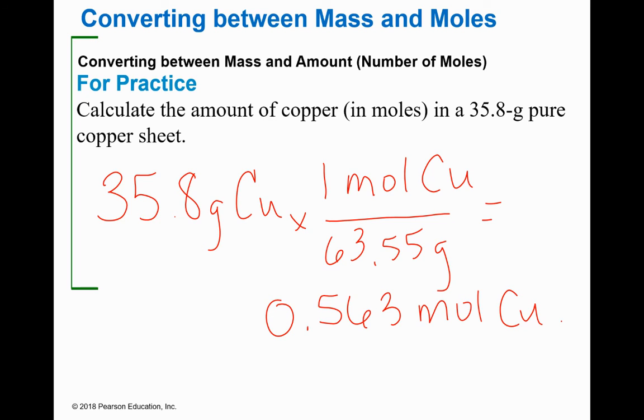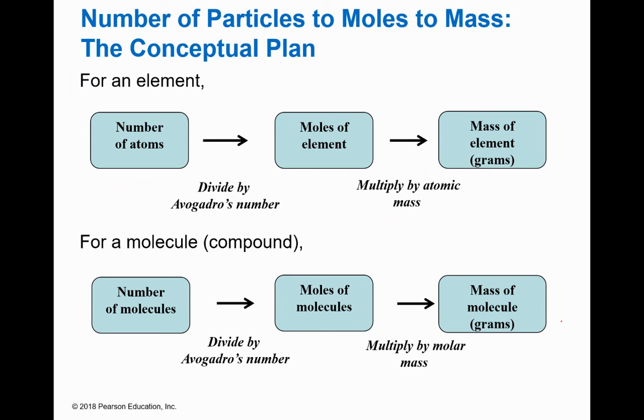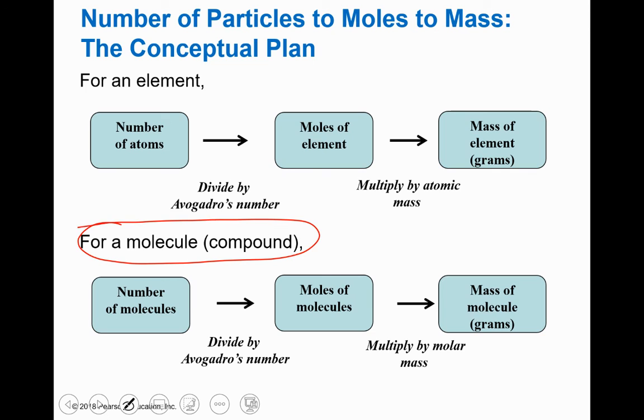Okay, so again, grams to moles, moles to grams, we're going to use the molar mass. Moles to atoms, atoms to moles, we're going to use Avogadro's number. You can't go directly from grams to atoms or atoms to grams. You have to go to moles first. And so there's our conceptual plan. So we'll get to this part in a following chapter, but for now, we're going to leave that as is. All right.